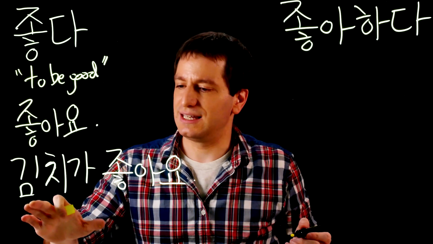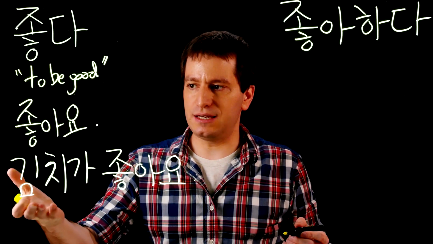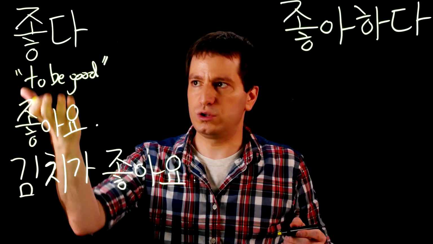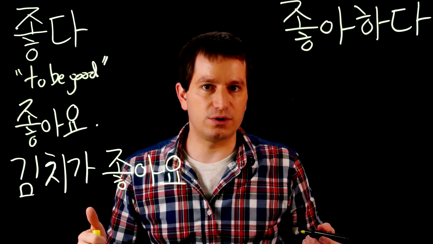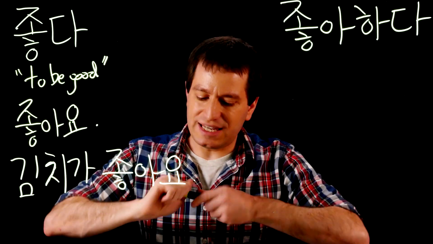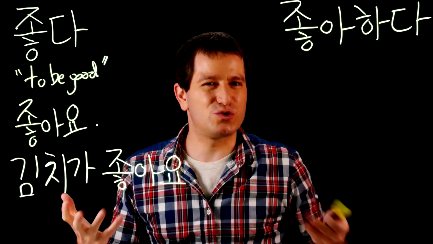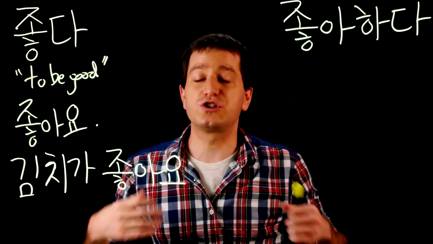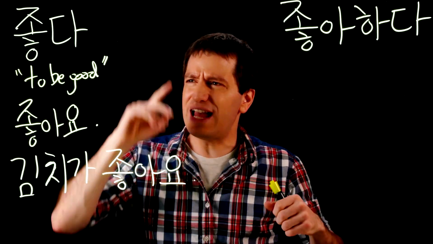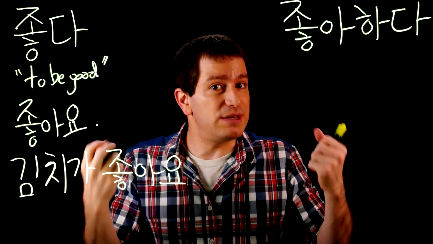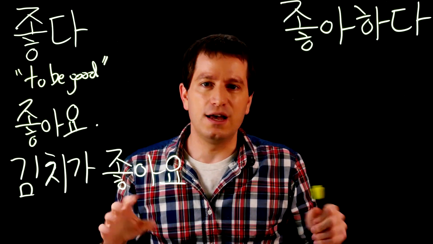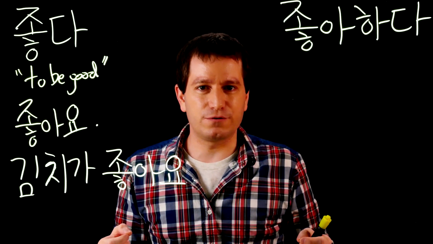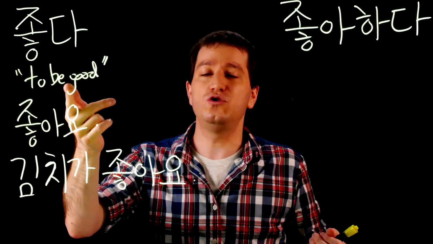Or you could say 김치가 좋아요. Literally, kimchi is good because 좋다 means to be good. That's literally what it means. Kimchi is good. So keep in mind that 좋다 is a descriptive verb, meaning it's used for describing things. So anytime you're using it, you are describing something as being good. But if you can't remember that it's a descriptive verb, just remember that it means to be good.